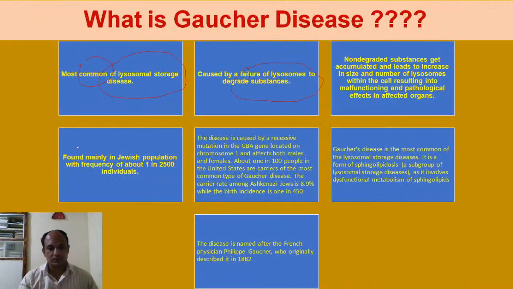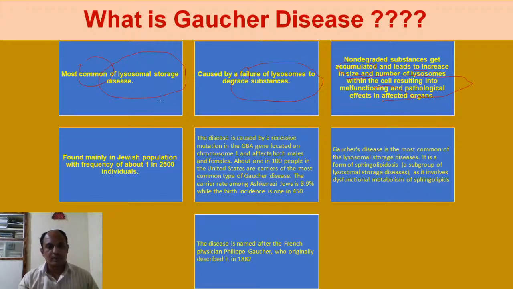and that leads to Gaucher disease. If there is a deficiency of that enzyme, then that can lead to accumulation of the substances. The substances do not get degraded, and therefore they get accumulated inside the cell, which results in an increase in the size as well as the number of lysosomes within the cell, which leads to malfunctioning of the lysosomes, and later on it causes defects in particular organs.